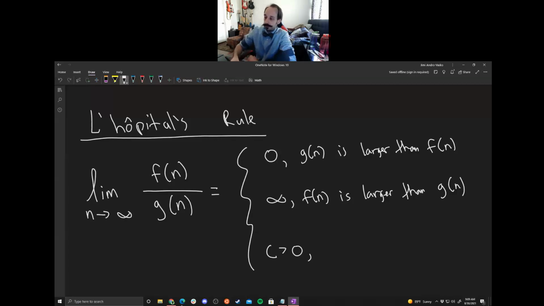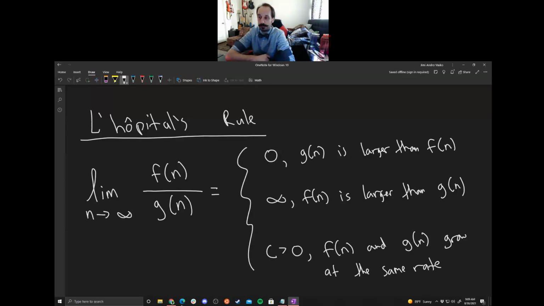If it's a constant, then f of n and g of n grow at the same rate. So that constant tells you the constant factor it's off by. They have the same growth rate, but it's off by some constant factor, which really implies they have the same growth rate. So that's how we can use this method to determine which function has the bigger or smaller growth rate.